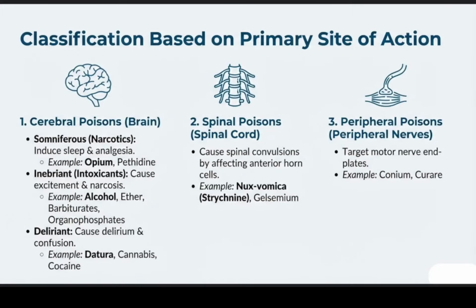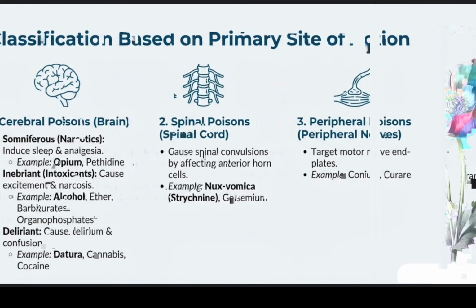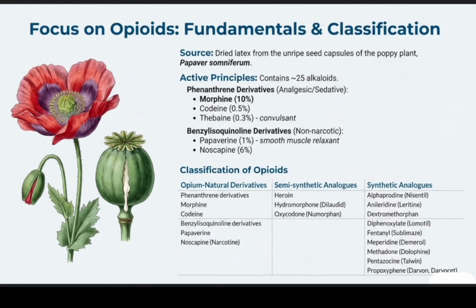Opium is the dried latex from the unripe seed capsules of the poppy plant, Papaver somniferum. That is the source. What is the active principle? They are phenanthrene derivatives like morphine, codeine, and thebaine. Then we have benzylisoquinoline derivatives like papaverine and noscapine. Papaverine is a smooth muscle relaxant, you just have to remember, and thebaine is a convulsant.